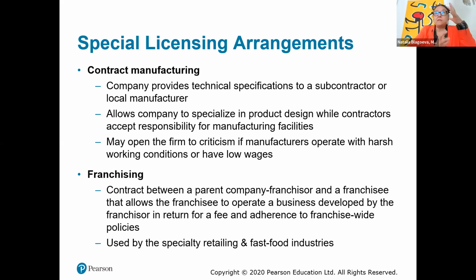Two main licensing arrangements are most special. One is contract manufacturing and the other is franchising. Under contract manufacturing, the company provides technical specifications to a subcontractor or local manufacturer. Such an arrangement means that our company, if we are the one giving the license, could really specialize in product design, in innovation, in developing the brand. We're not thinking at all of production, because developing and innovating the brand is a completely different type of activity from production. In a way, we're outsourcing the production to somebody else, and we just focus on product design.